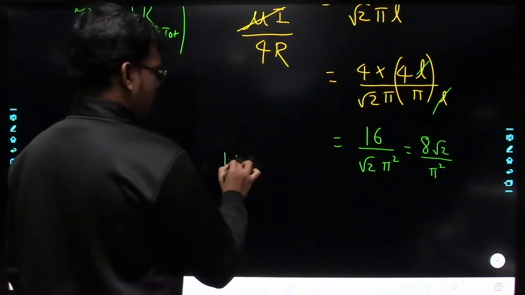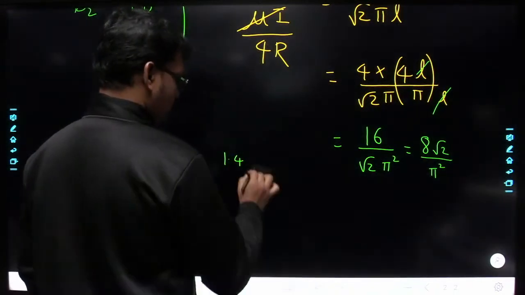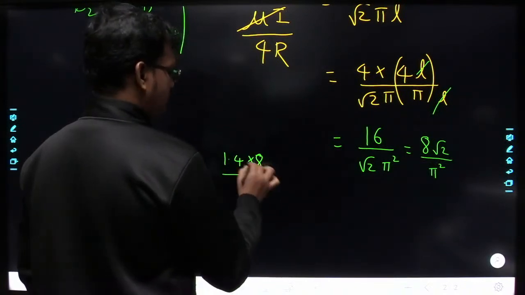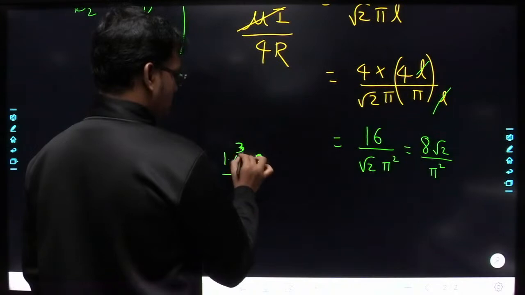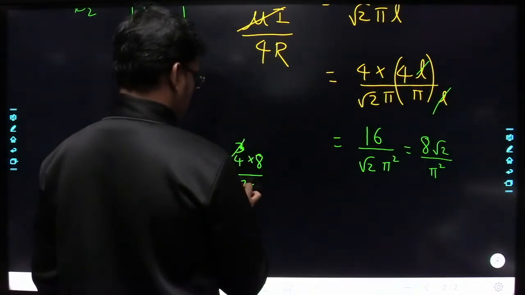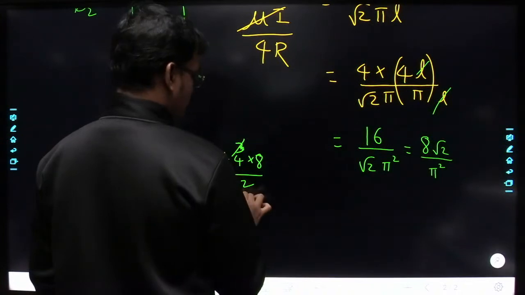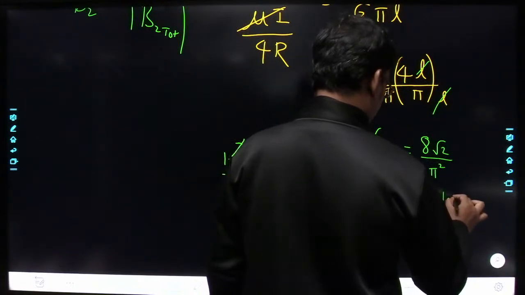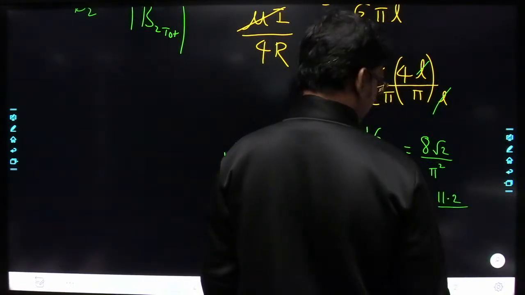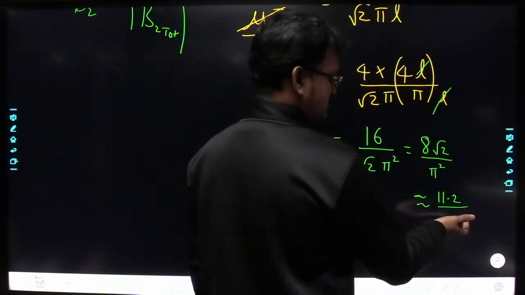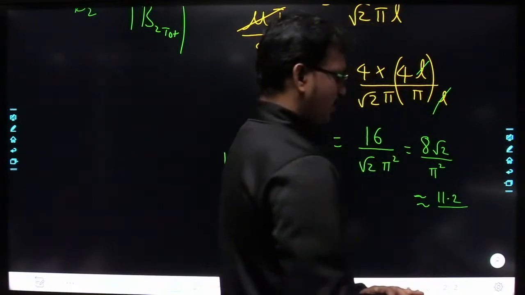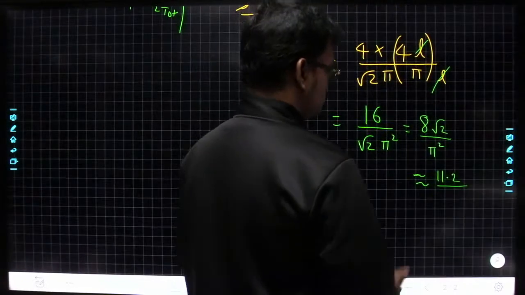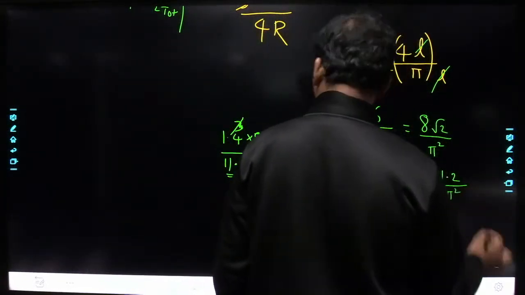Now 1.414 into 8. 8 4s are 32, 8 1s are 8, plus 3 is 11, so that is 11.2. So you will get approximately 11.2 divided by pi square. Approximately you can take pi square as 10 here. That means you will get the answer 1.12 or 1.13, 1.14 like that, right?